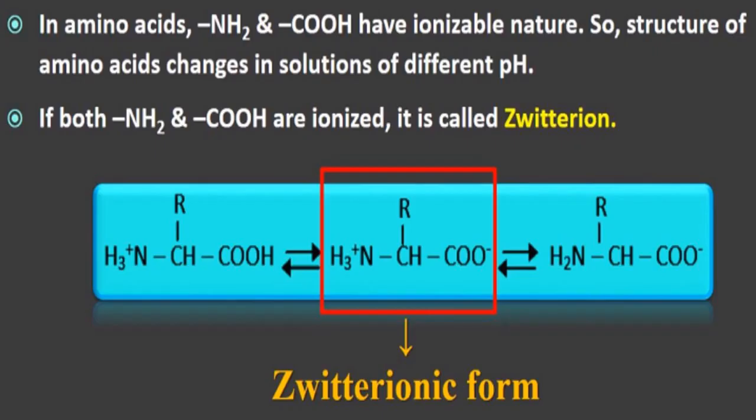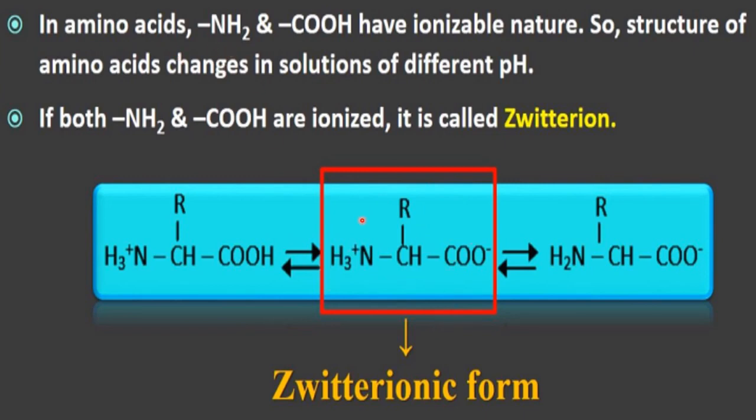So next topic is Zwitter ionic form of amino acid. A Zwitter ion is a molecule that has both positive and negative regions of charge. So here you can see in this amino acid both positive charged group, that is NH3 positive, and negative charged group, that is COO negative, is present here, right? So this is zwitter ionic form of amino acid, right?